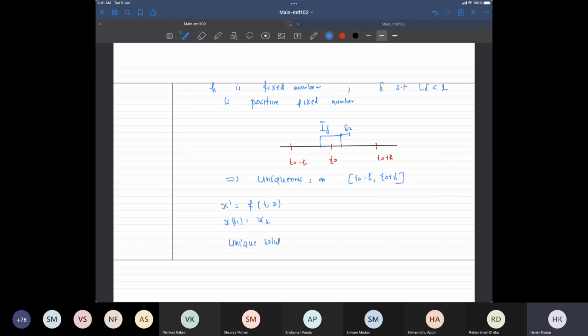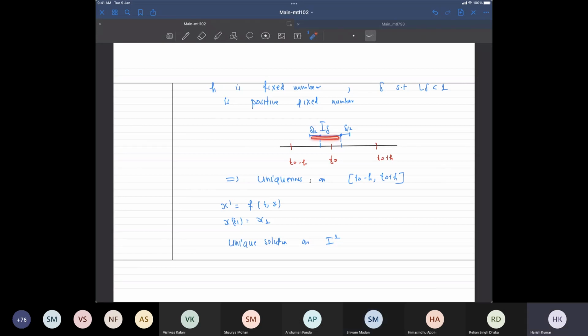Is this part clear? Yes, sir. Let's call it I1. Okay. Similarly, I can take this point and go with the width delta by 2, and I show that the solution is unique in this interval. So that means the solution will be unique in this bigger one. Is this part clear? Yes, sir.